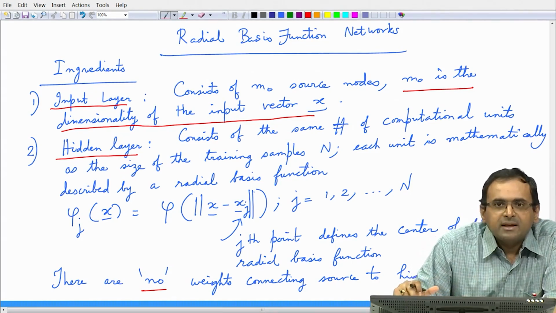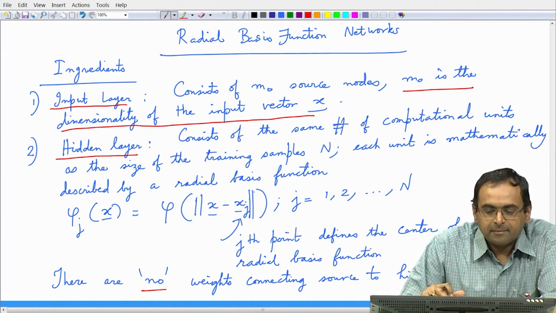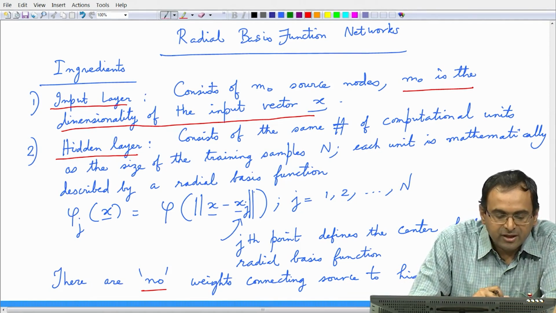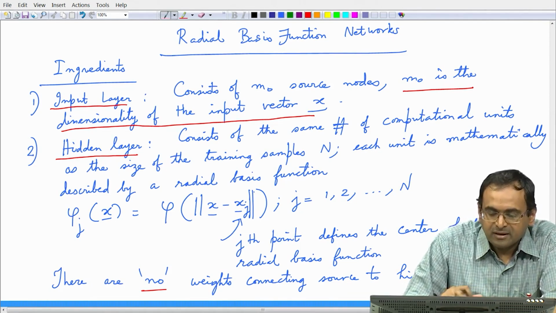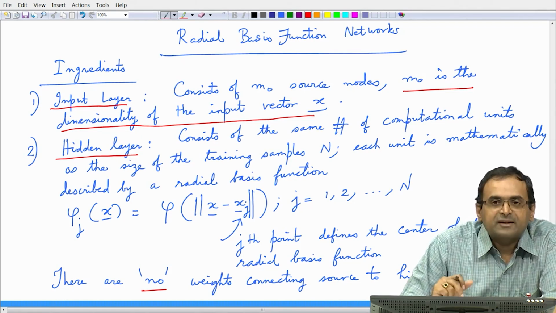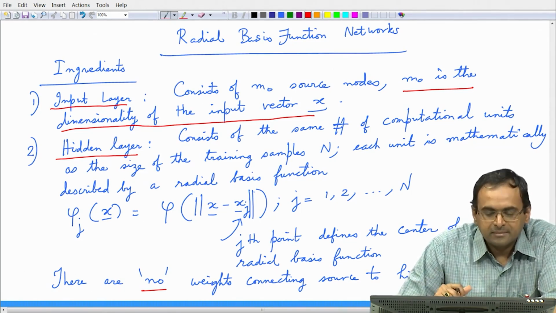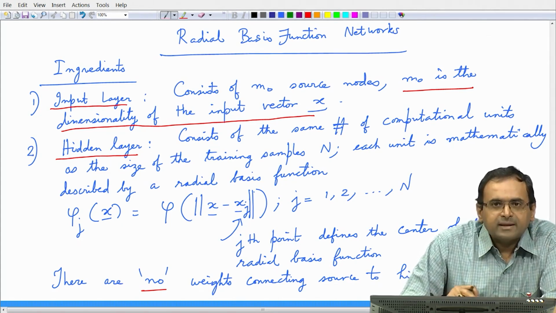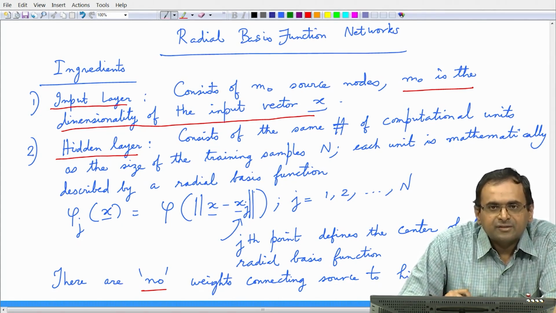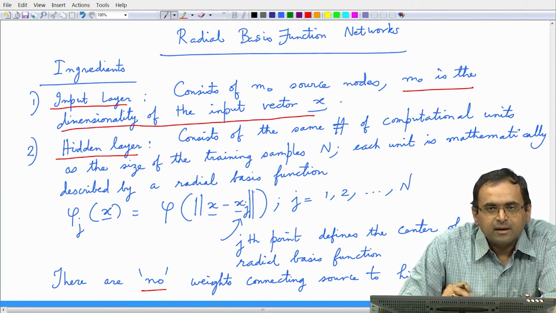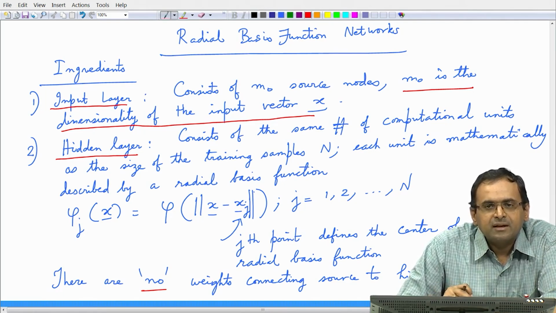Now, each unit is mathematically described by a radial basis function given by phi suffix j of x to be this function phi of the norm of x minus xj, right. The center is the data point itself, going from 1 to n. Now, we can think about having this distance metric between every data point and the center. In some sense you are computing the pairwise distance across all the points.